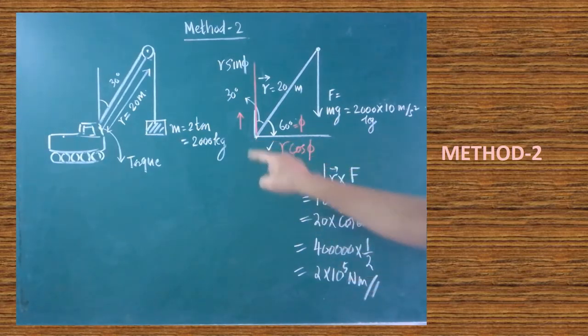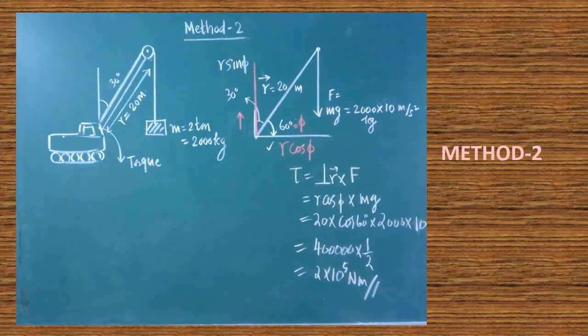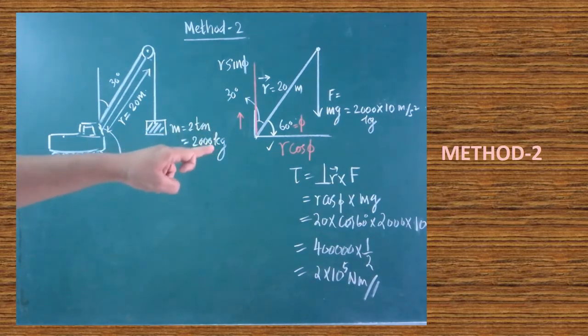It is acting here means that it is acting exactly here. The torque is acting here. Here we have used the formula torque is equal to the perpendicular component of the arm length into force. That formula is used.